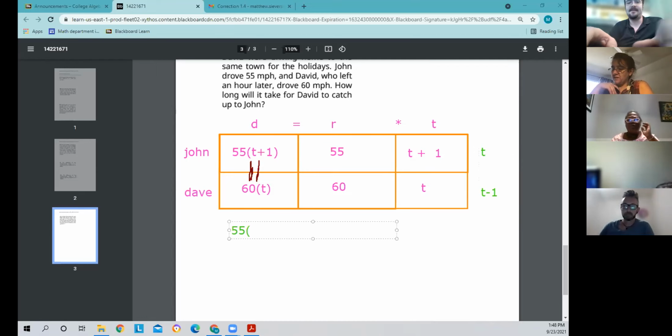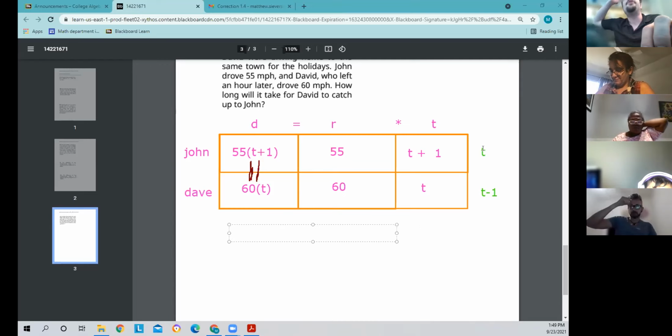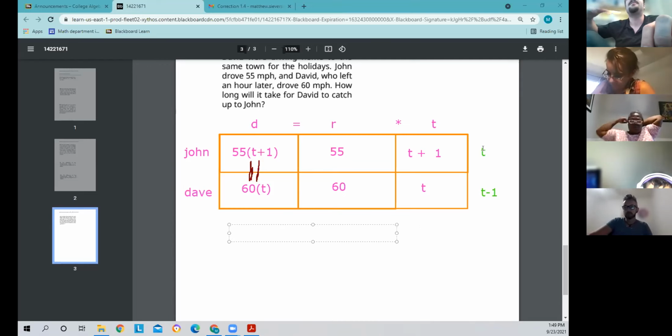For John it's 55t, and for David it's 60 times t plus one, right? It would be t minus one if you set it up that way. You said it's plus one hour. If you do John as t, Dave has to be t minus one. But if you do it the other way around, where Dave is t, John has to be t plus one. So there are different ways to set it up.